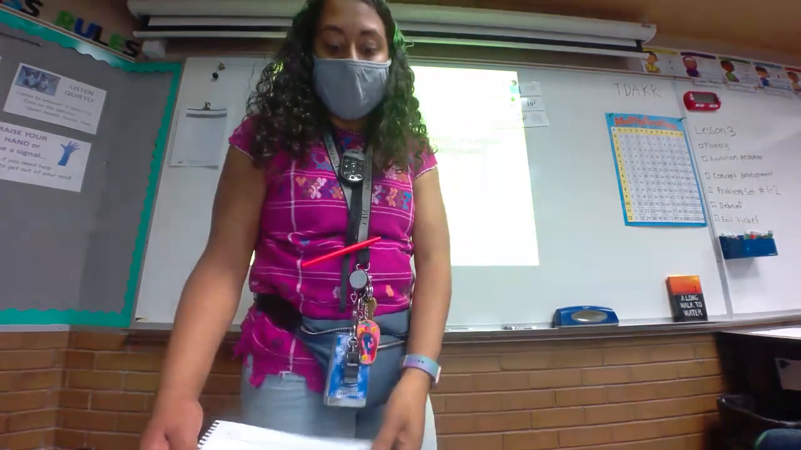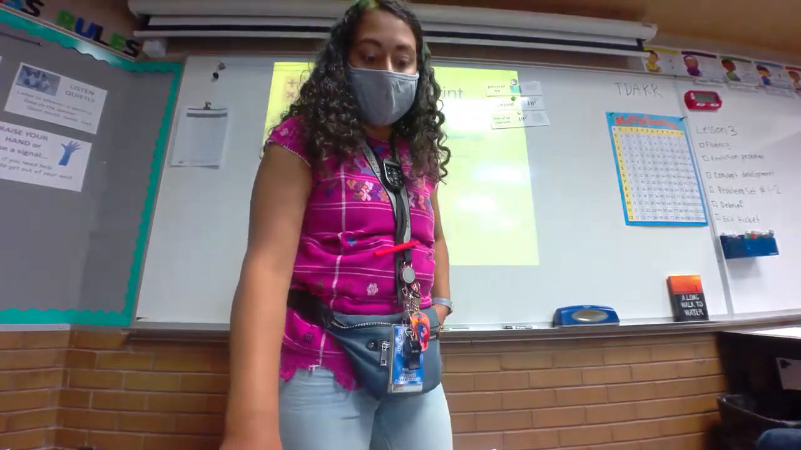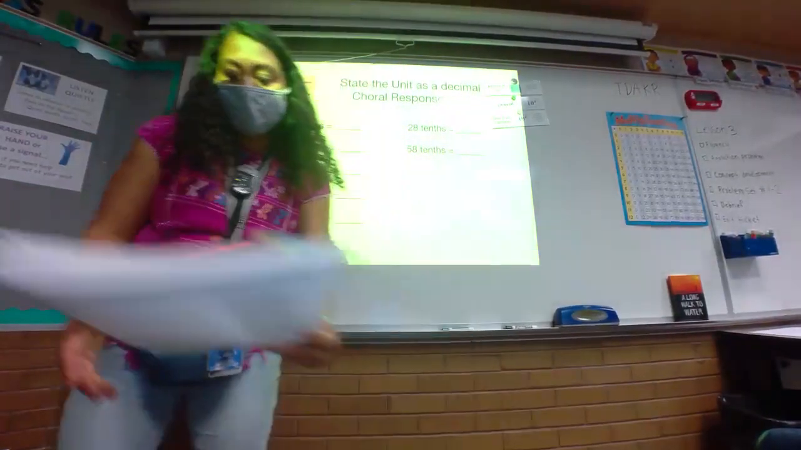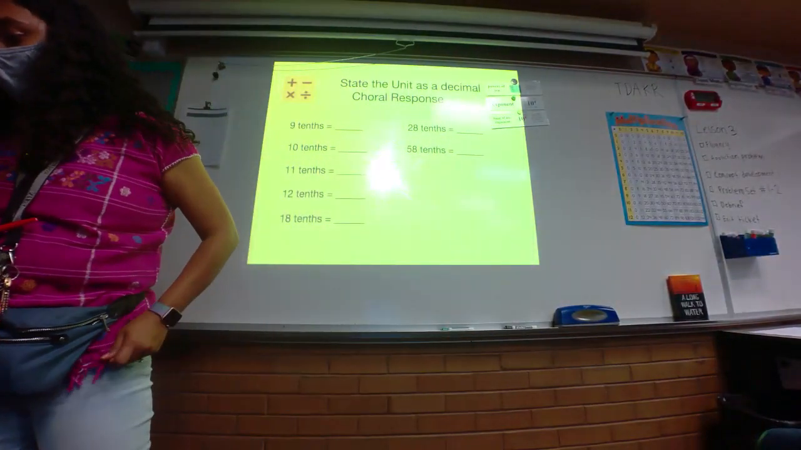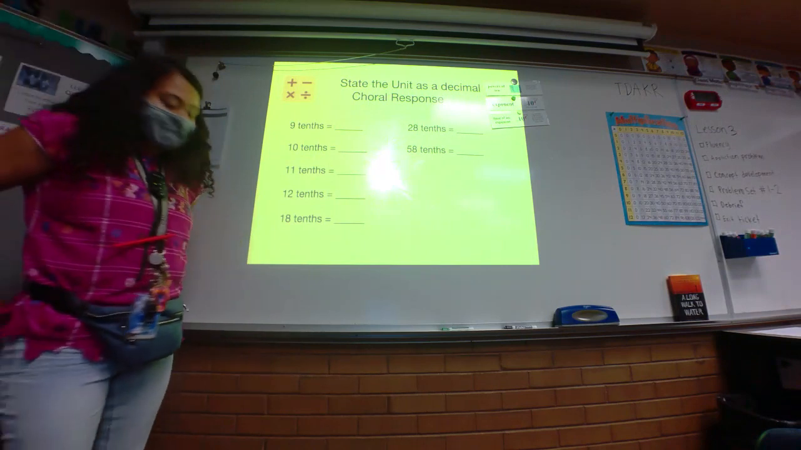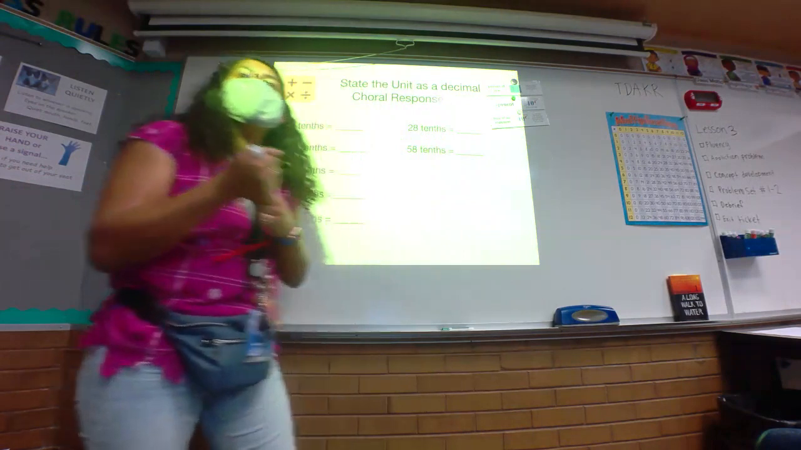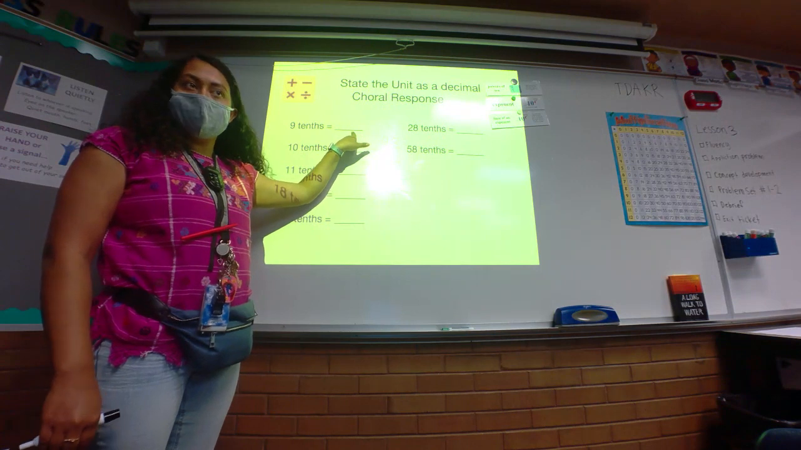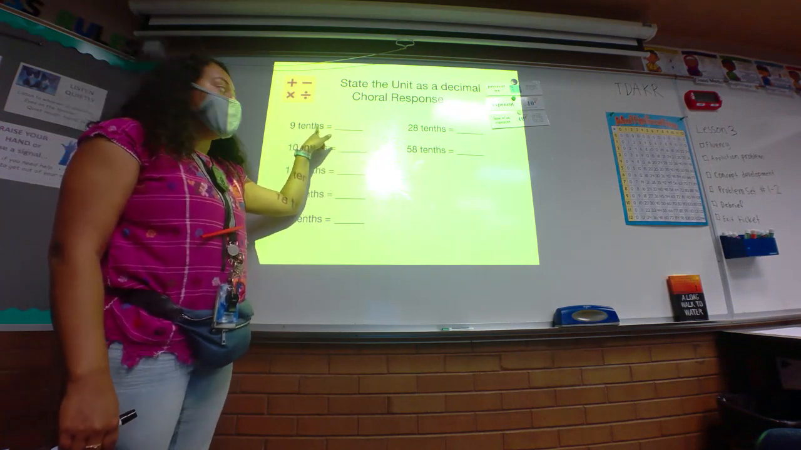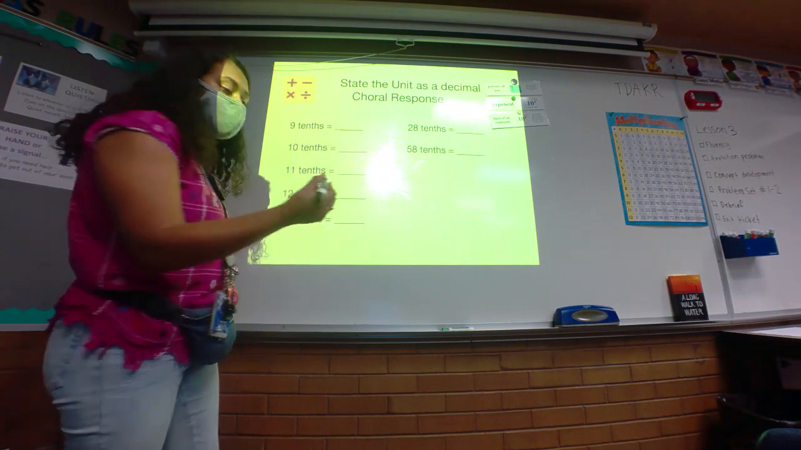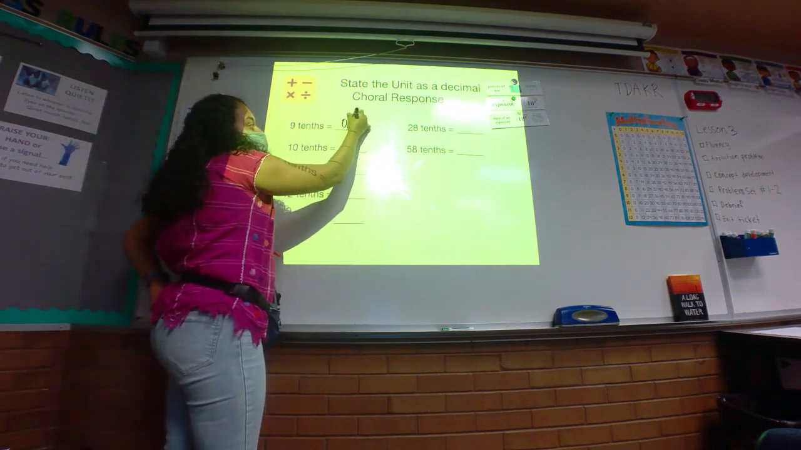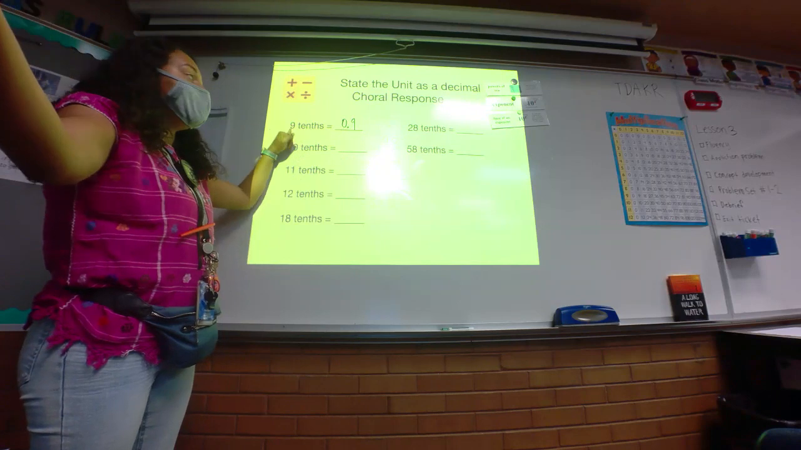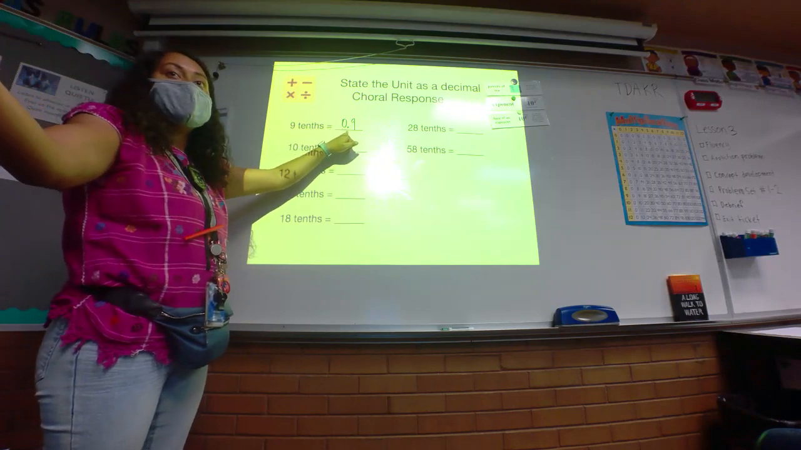Okay, let's start with our fluency. We already did sprint. Now we're doing state the unit as a decimal. So you don't need to write down anything. We're going to say this out loud. So basically, we read the sentence, but when you get to the blank, you're going to read it how you write it. So for 9/10 equals, how do you write this out as a decimal? So you would say 0.9. Okay, so now say the whole sentence together. Ready? Go. 9/10 equals 0.9.